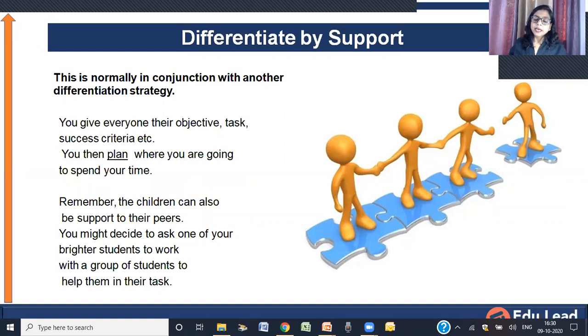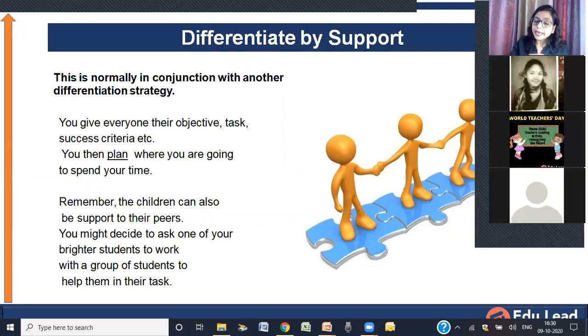mixed ability group. If you're creating a mixed ability group, you have given the same task to all the groups. Now, because it's a mixed ability group, within the group, you will find that there are students of different abilities, and they will be helping each other in understanding the concept. Now, this is differentiation by support, differentiation by peer support. So largely you should work with mixed ability groups only, because children are going to learn from each other, and that's the best way that they learn.